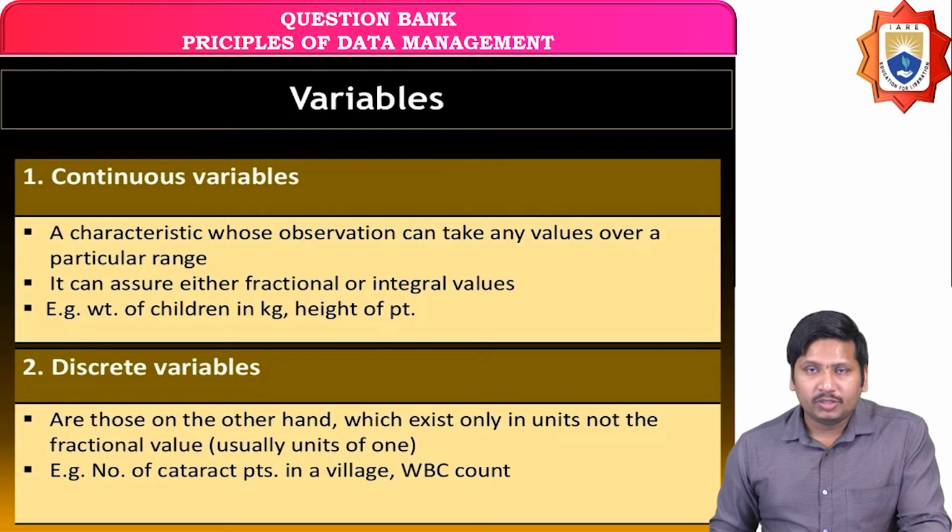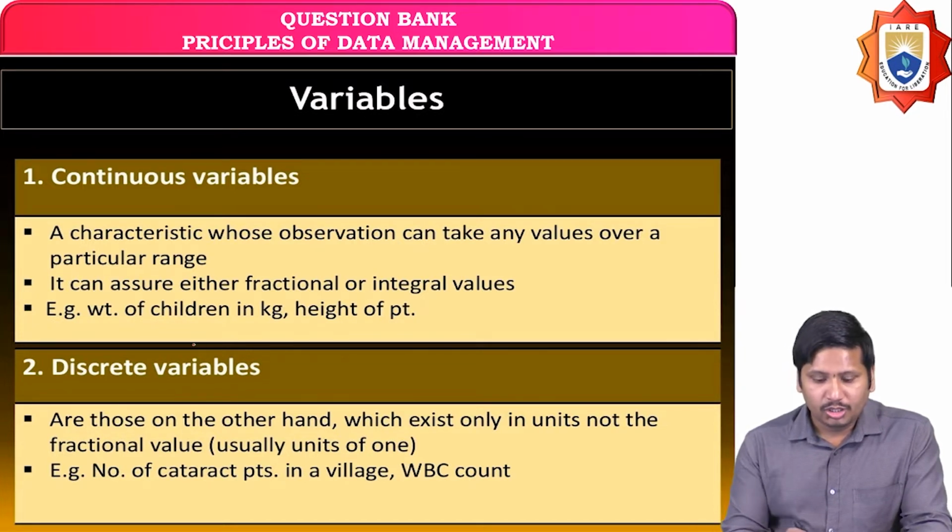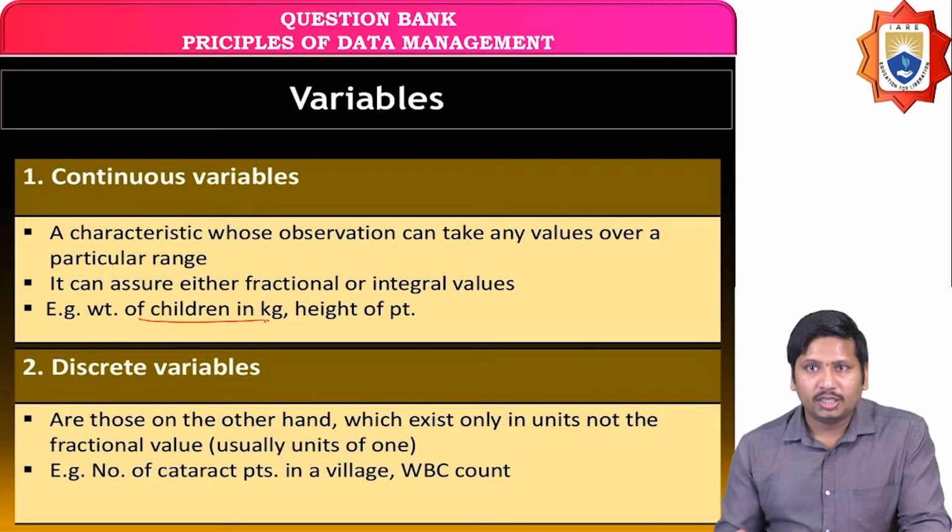The first one is the continuous variable. What is that? A continuous variable is a characteristic whose observation can take any value over a particular range. And discrete variables are those which exist only in units, not in fractional values. That is the discrete variable. Examples of continuous variables are children's height, and discrete variables are the number of character points in a village and WBC count.